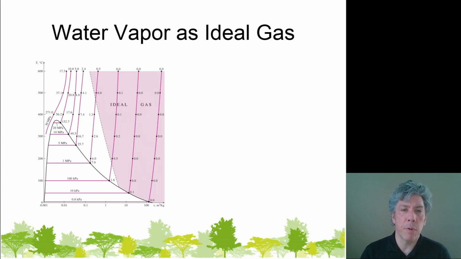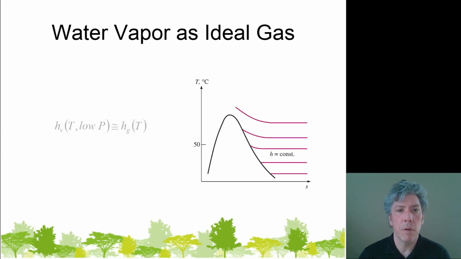And if you remember when we studied the compressibility factor, we found that actually water vapor does behave as an ideal gas in a significant region of temperatures and pressures. And so if we look at a TS diagram for water vapor, what you'll notice is that at relatively low temperatures and relatively low pressures, the enthalpy of the water vapor is constant.